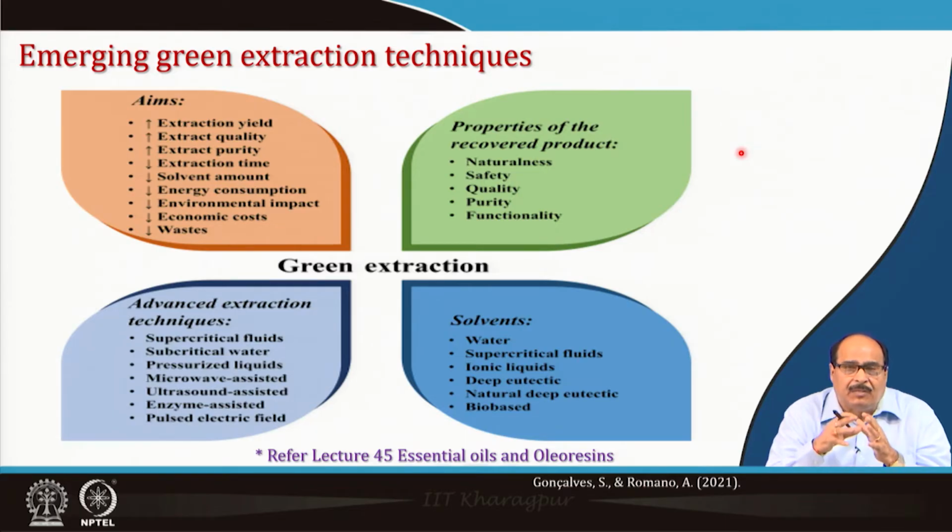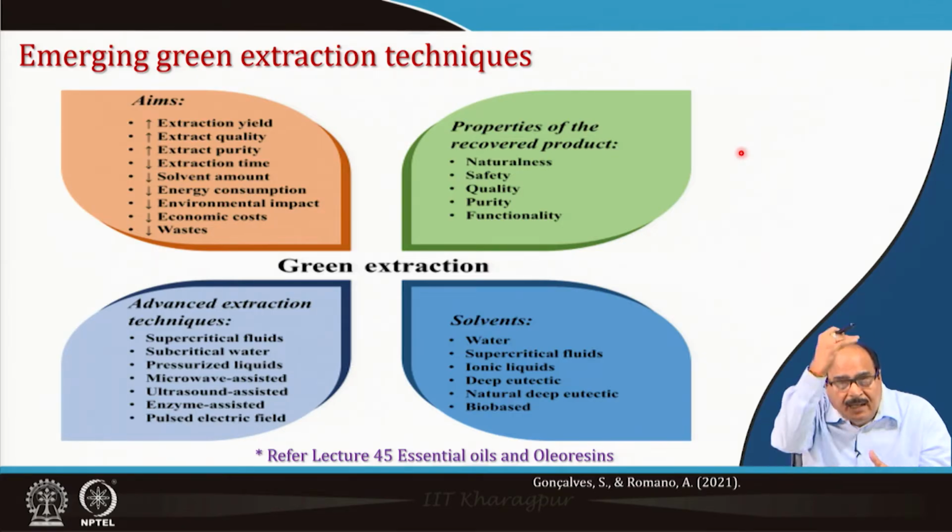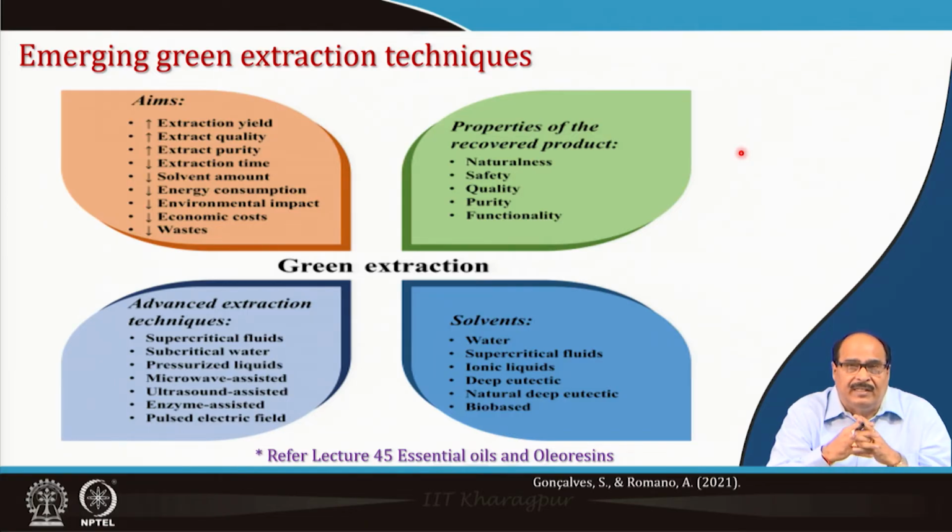Then another aspect, that is emerging green extraction technology, which is important in fruits and vegetable processing, particularly when we are discussing zero waste management, which we will come to a little later or even in the next class. So, what is the green extraction technique? It aims to increase the extraction yield, extraction quality, extract purity, while the extraction time, amount of solvent required for extraction, energy consumption, environmental impact, economic cost, waste generated, etc., are lowered using green extraction technology.